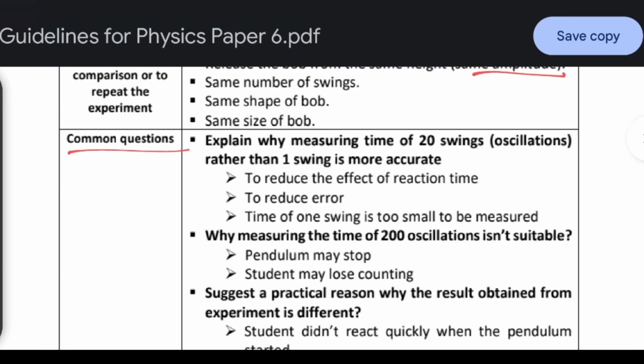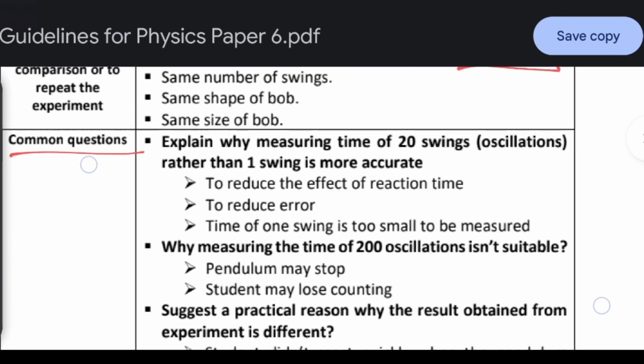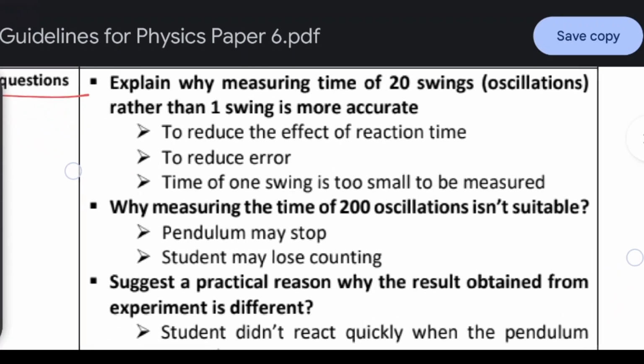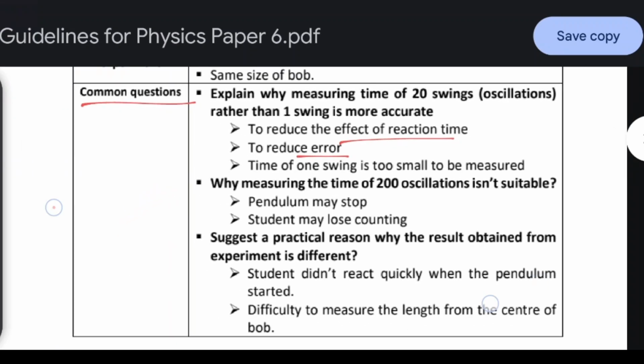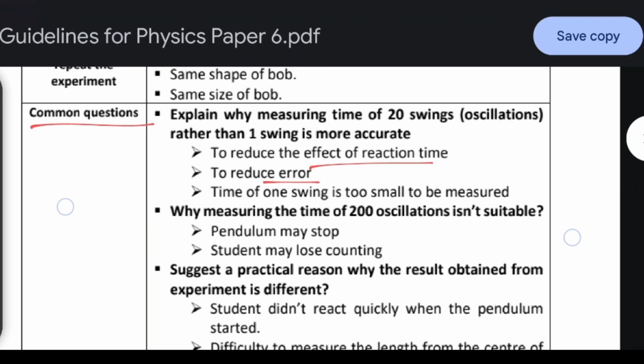So if you take it for 20 and then divide to find it for 1, using the proportionality method, it will give you more accurate results. I hope you got my point. It will reduce the effect of error, like we discussed, by reducing the effect of reaction time, and the time for 1 swing is too small to be measured. It will go here and come back here, too fast, so there might be problems.